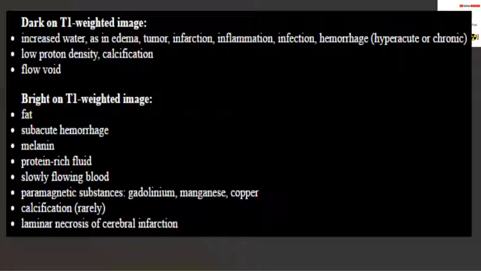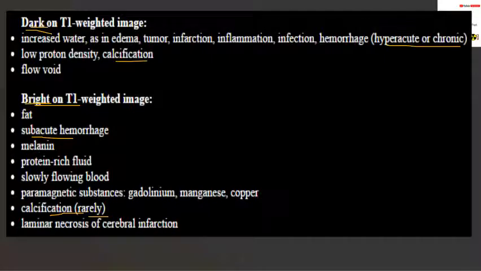And then, sa T1 still, ang appearance naman ng different structures na bright: fat, subacute hemorrhage, kasi pag hyperacute or chronic, dark siya sa T1. Pag subacute hemorrhage, bright sa T1. Melanin, protein-rich fluid, slowly flowing blood, paramagnetic substances such as gadolinium, manganese, and copper. Calcification appears bright but very rare because most commonly, ang calcification appears black sa T1.